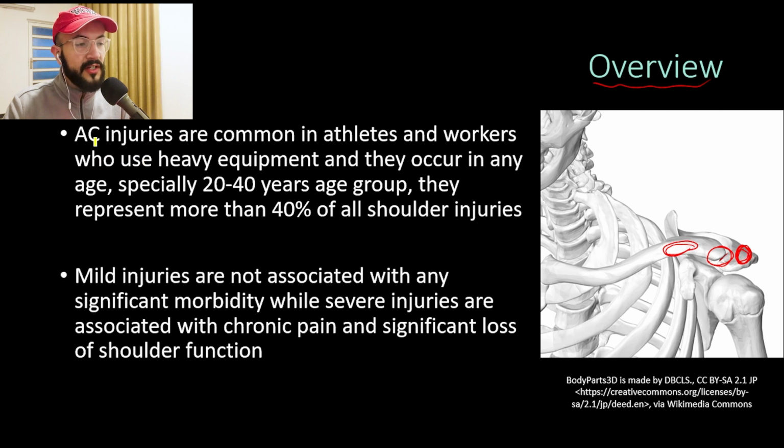And the acromioclavicular injuries are common in athletes and workers who use heavy equipment. They occur at any age, but especially in the 20 to 40 years age group. These injuries represent more than 40% of all shoulder injuries. Now, mild AC joint injuries are not associated with any significant morbidity, while severe injuries are associated with chronic pain and significant loss of shoulder function.